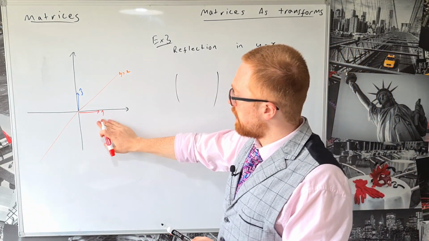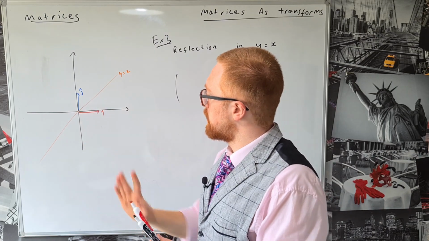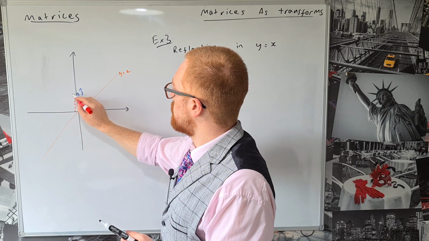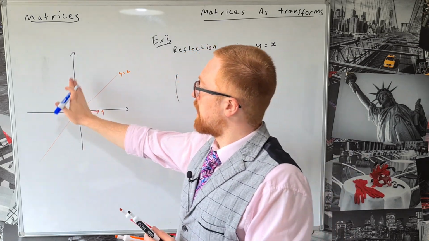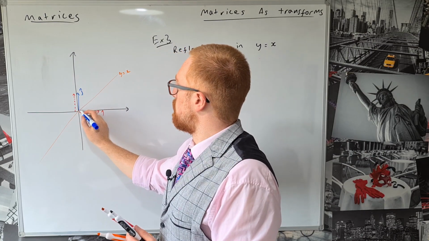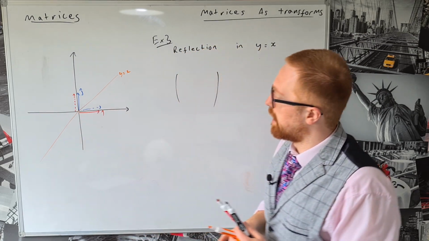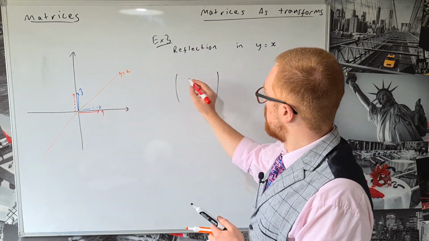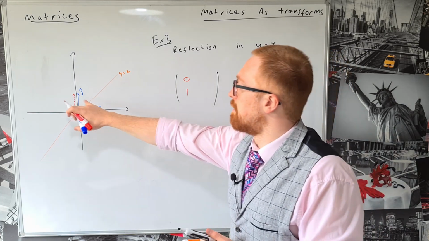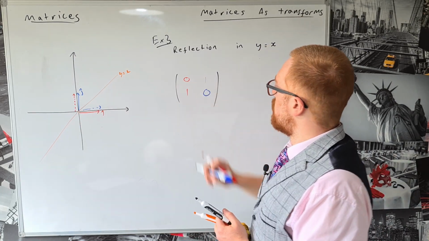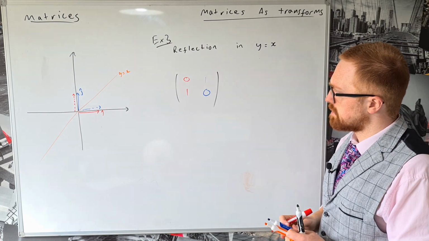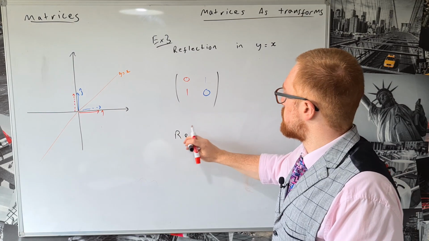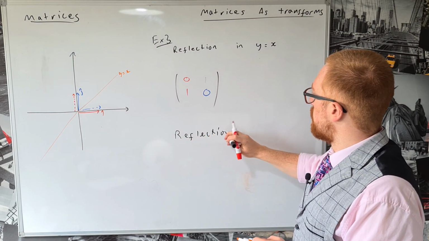So i hat, if we reflect it in the line y equals x, it's going to end up exactly where j hat was. And similarly, j hat, if we reflect it, is going to end up exactly where i hat was. So i hat has ended up at 0, 1, and j hat has ended up at 1, 0. Okay.